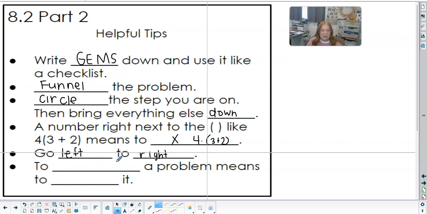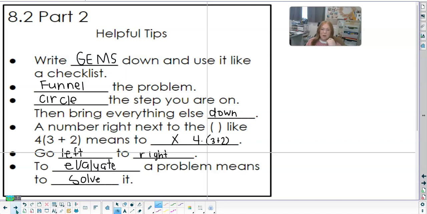And to evaluate a problem means to solve it. So you're going to see the word evaluate, and that really just means solve it as much as you can. Put the things together that you can. Sometimes that means we come to one answer. Later on, we might find that we did as much as we could because we didn't know what the variable was or something like that. So evaluate means solve. As you're working through your order of operations problems, use these tips to help you get them right.